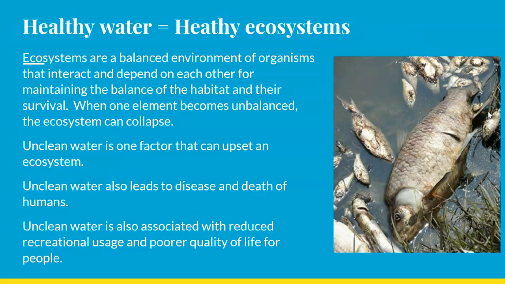Healthy water equals healthy ecosystems. Ecosystems are a balanced environment of organisms that interact and depend on each other for maintaining the balance of the habitat and their survival. When one element becomes unbalanced, the ecosystem can collapse. Unclean water is one factor that can upset an ecosystem. Unclean water also leads to disease and death of humans. It also is associated with reduced recreational usage and poorer quality of life for people. They're not accessing rivers and lakes because they are contaminated.